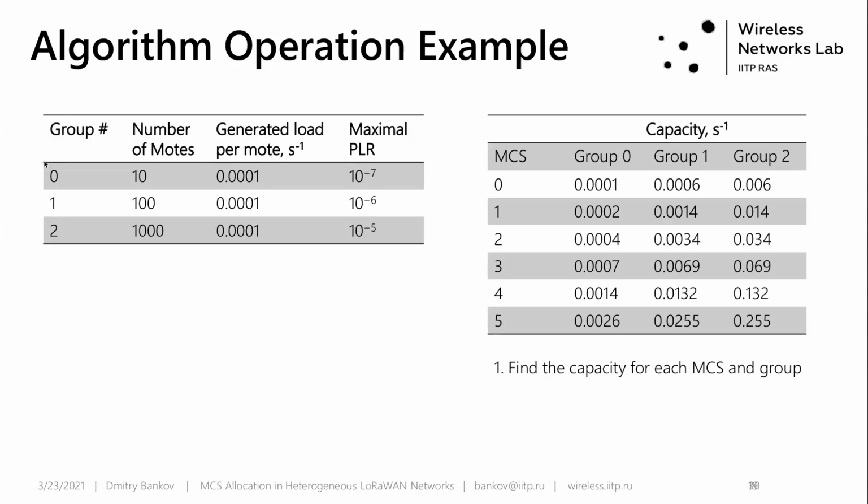So the number of nodes, the generated load, and the PLR requirements are given in the left table here, and in the right table, we see the capacity calculated for devices from each group for different MCSs. So here we see that, for example, group 0 has the strictest PLR requirement. So the capacity for this group is the smallest, and with the increasing MCS number, the capacity also increases. And for the other groups, we have a higher capacity, which increases with the PLR requirement and with MCS number.